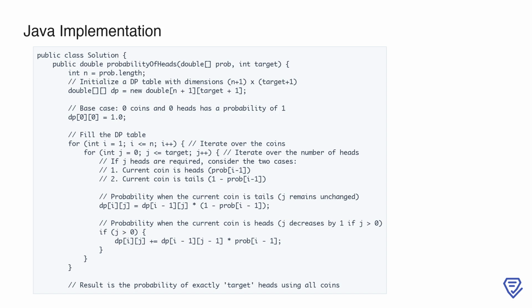The probability of the coin landing tails is multiplied by the value in the DP table for the same number of heads at the previous step. Similarly, if the coin lands heads, and the number of heads is greater than 0, we add the corresponding probability from the previous step, scaled by the coin's probability of landing heads. This way, the table is updated dynamically for all combinations.